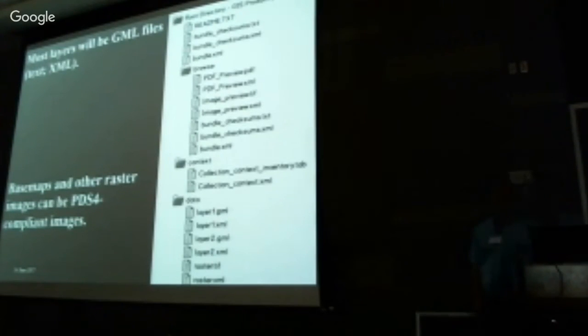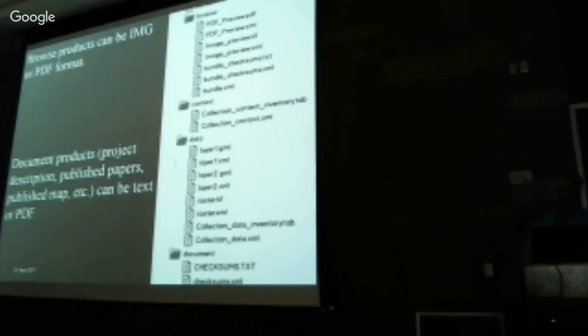So most of the vector layers for PDS4 would be GML files. They're plain text utilizing the XML structure. Base maps and other raster images, like I just said, can be archived as PDS4 compliant images. Browse products can be archived in similar formats that are PDS4 approved. And document products such as project description, published papers, published maps, and so on can be text or PDFs, which are all PDS4 file formats.